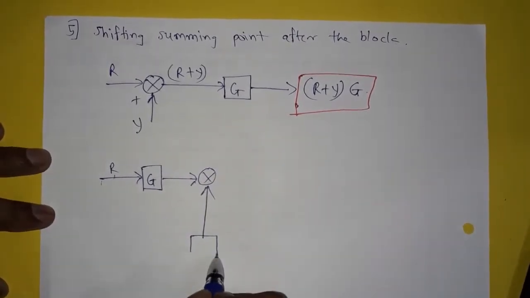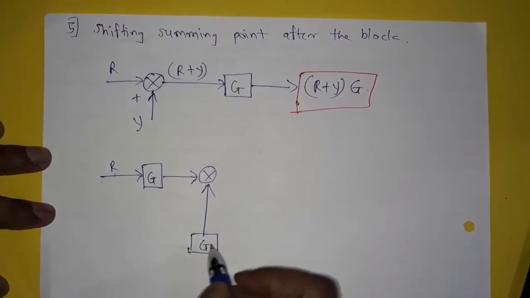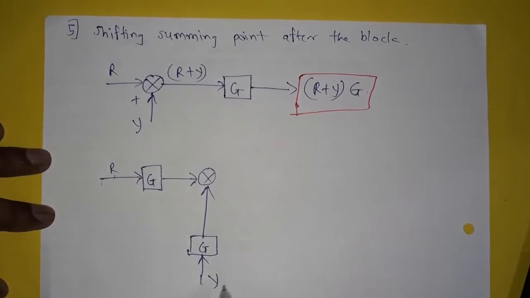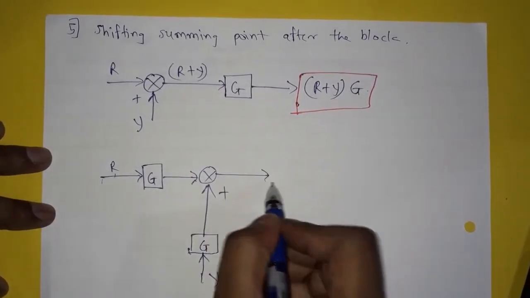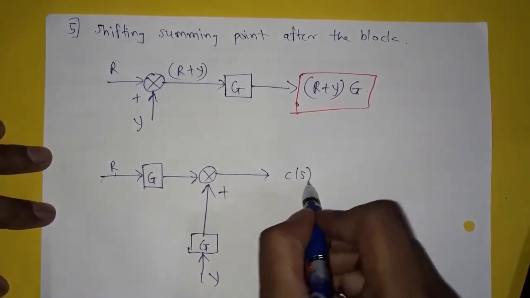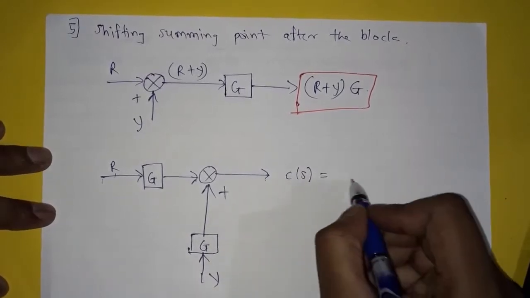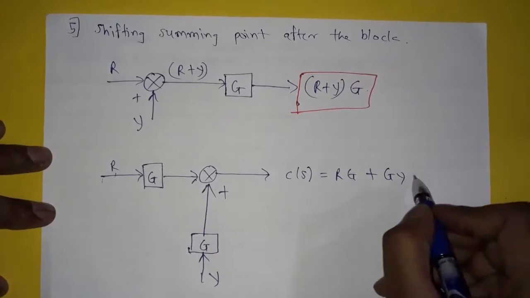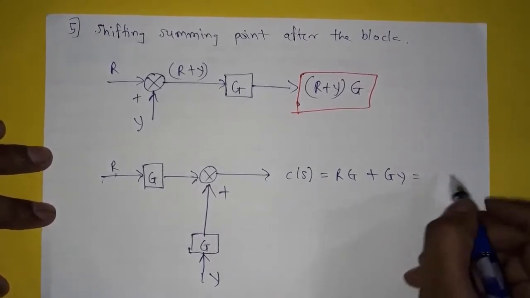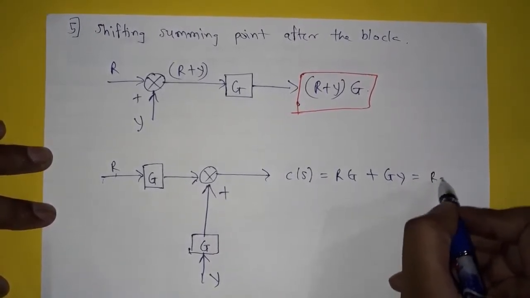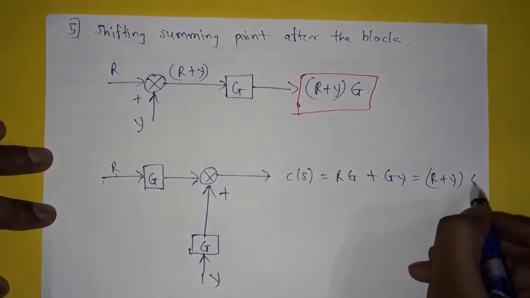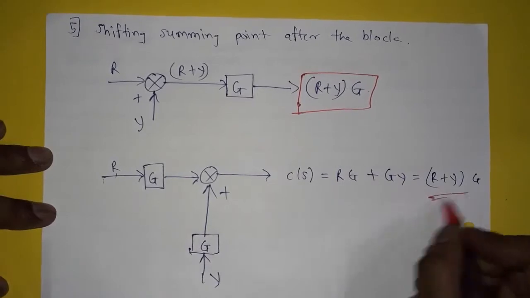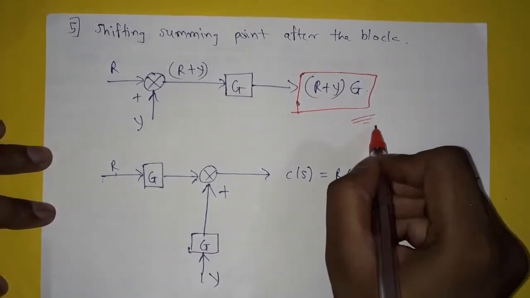Here we need to add the same block, that is G, like this, and this is Y. This is plus, then this gives us C(s) = RG + GY, which is equal to (R + Y) times G. These both outputs are same.